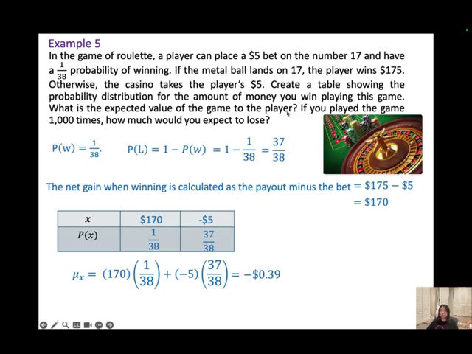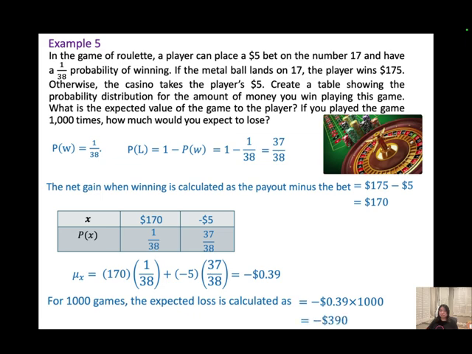After we find the expected value, they're going to ask: if you play the game 1,000 times, how much would you expect to lose? So we use the expected value times 1,000, which is going to be 390.